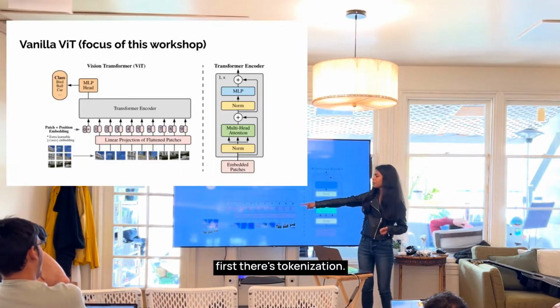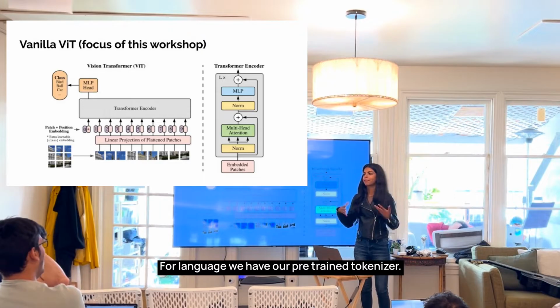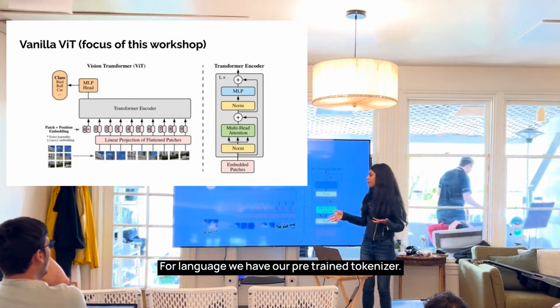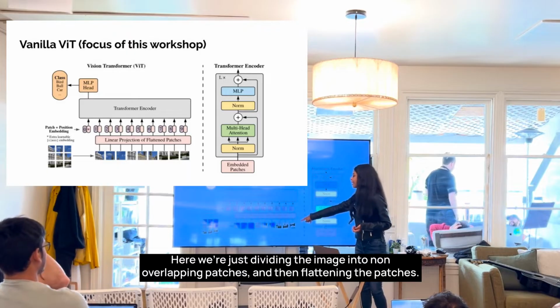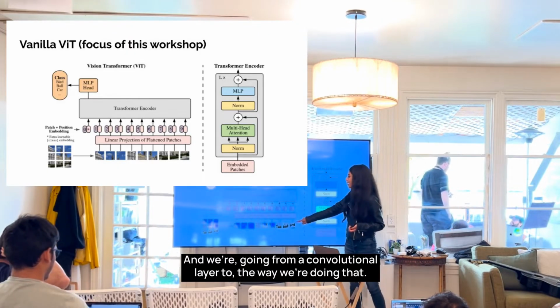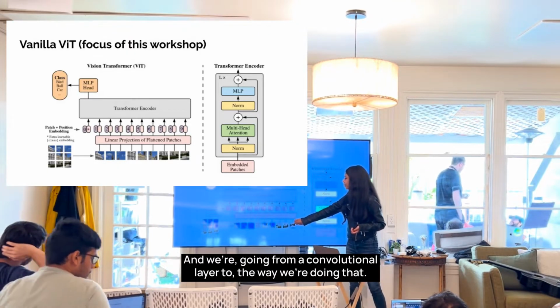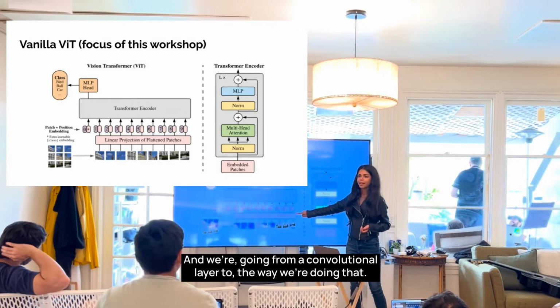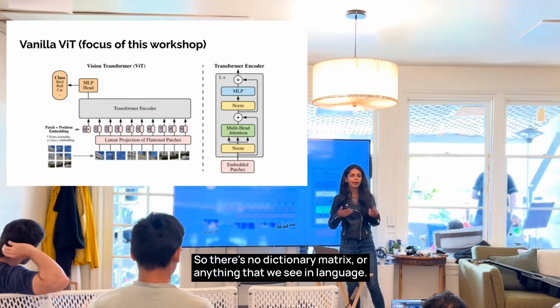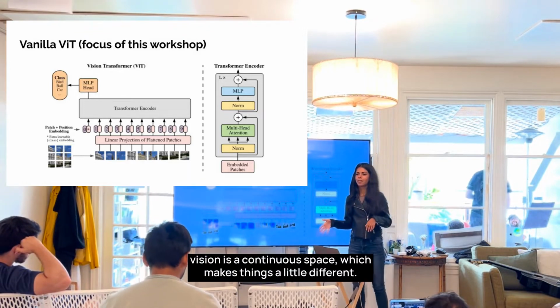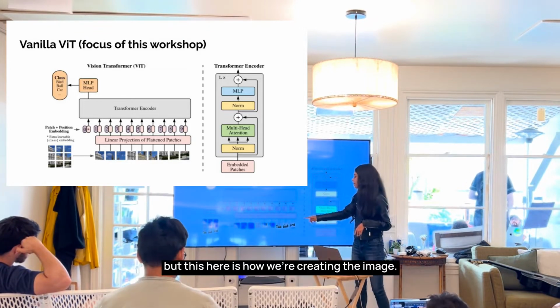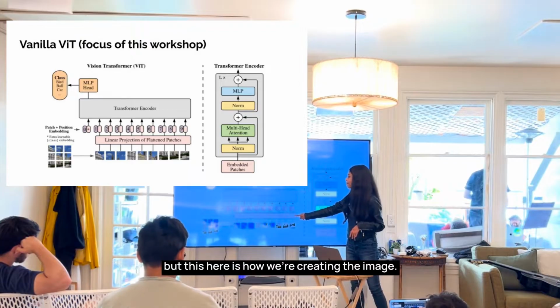First, there's tokenization. So how do we tokenize images? For language, we have our pre-trained tokenizer. Here, we're just dividing the image into non-overlapping patches and then flattening the patches. And we're going from a convolutional layer to a linear embedding. So there's no dictionary matrix or anything that you see in language. There's no visual dictionary. Vision is a continuous space, which makes things a little different. But this here is how we're creating embeddings.